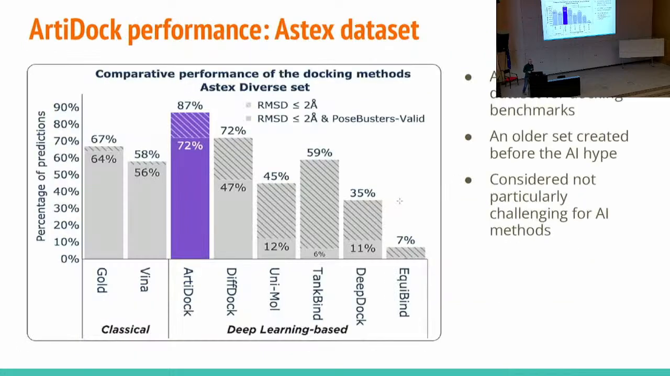So this is how it looks like in terms of the benchmarking. This is the very well-known Astex data set, which is already considered outdated, but still widely used. It's not particularly useful for assessing AI models, but you can see that the AI model is actually much better than the conventional docking models and other AI techniques.